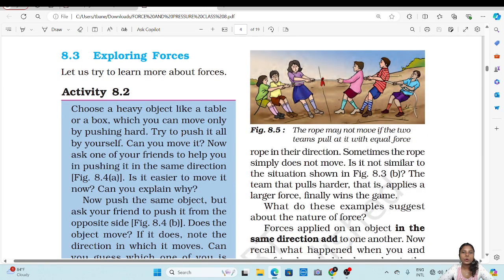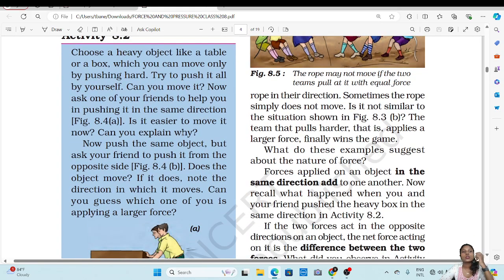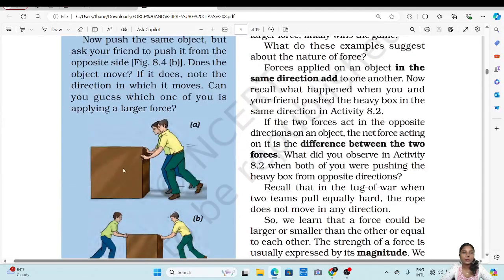Now, exploring the forces. Let us try to learn more about forces. Now see, what they are saying is there's this heavy box, and there's only one fellow in a yellow shirt in the first scenario.